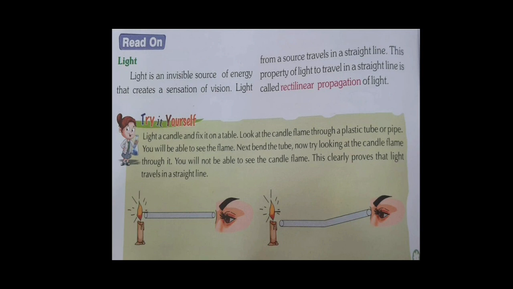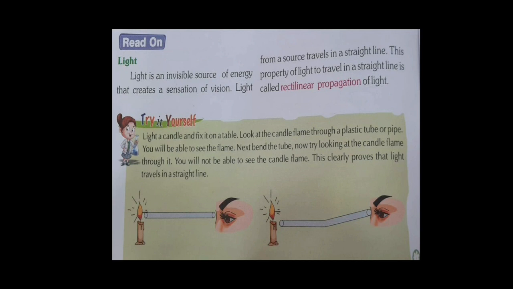Light is an invisible source of energy that creates a sensation of vision. So light is also a source of energy which enables us to see, right? Light from a source travels in a straight line. It means that light always travels in a straight line. This property of light to travel in a straight line is called rectilinear propagation of light.